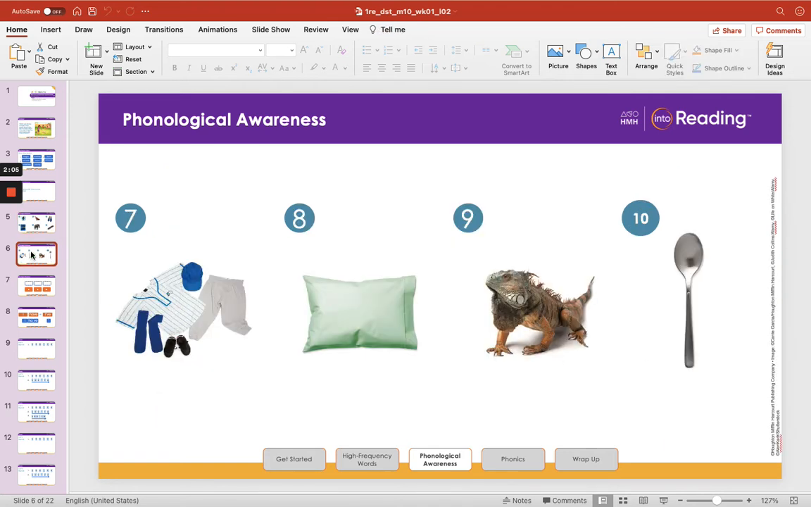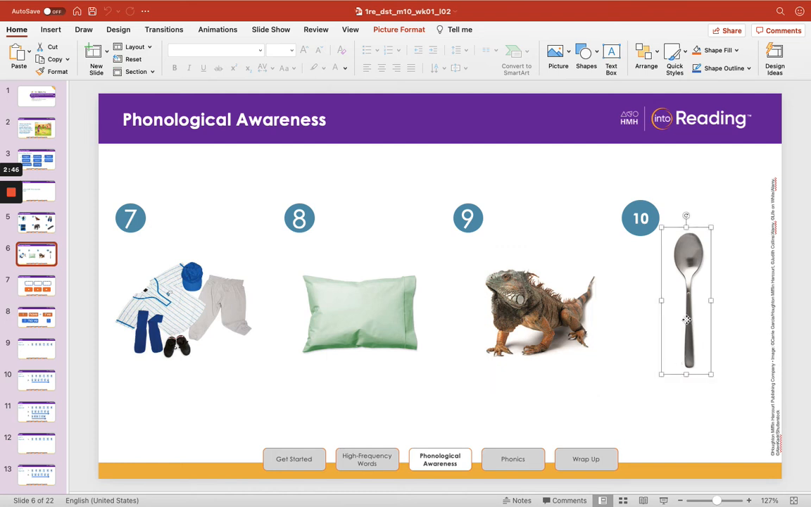So let's keep going. Picture number 7 on this slide is uniform. How many syllables are in uniform? Uniform. 3 syllables. Number 8 is pillow. How many syllables are in pillow? Pillow. 2 syllables. Picture number 9 is of an iguana. How many syllables are in the word iguana? Iguana. 3 syllables.